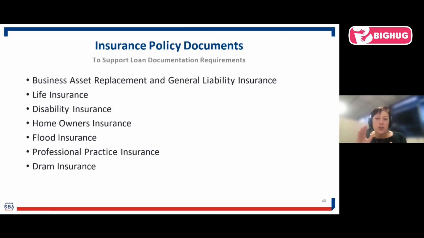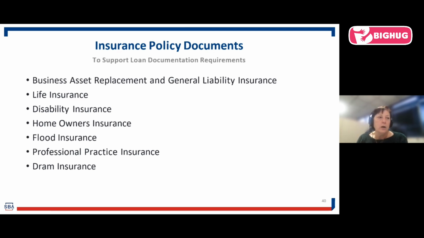Okay. Insurance requirements, depending on your transaction. If you have equipment or inventory, you're going to have a general asset replacement policy. You may be asked again for life insurance or disability policies to be assigned to the lender. If you're pledging your home as part of the collateral, you're going to have to provide a copy of the homeowner's insurance policy. If you're in a flood zone with either your home or the commercial property that you may be buying, you would need to evidence flood insurance.